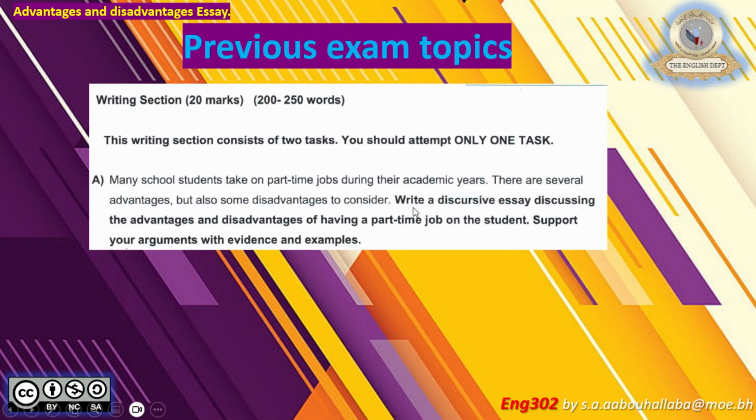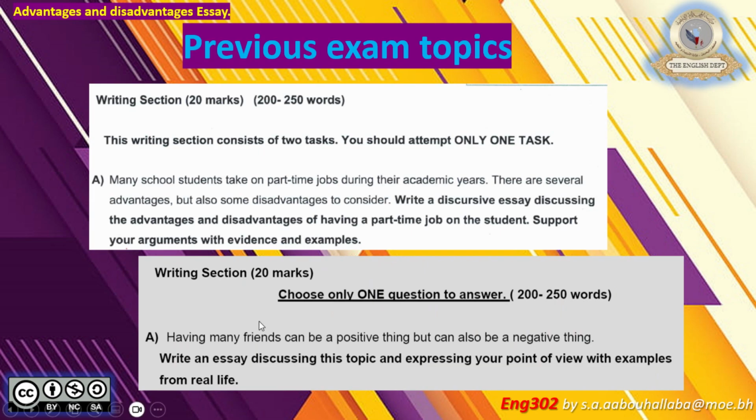You are asked to write a discursive essay discussing the advantages and disadvantages, etc. Another question is like that: having many friends can be a positive thing, but can also be a negative thing. So having positive and negative will take you directly to talking about advantages and disadvantages.